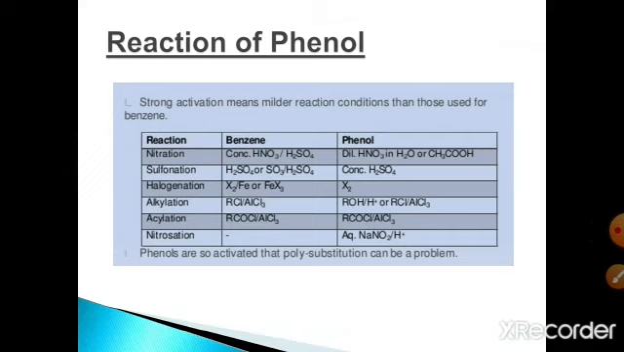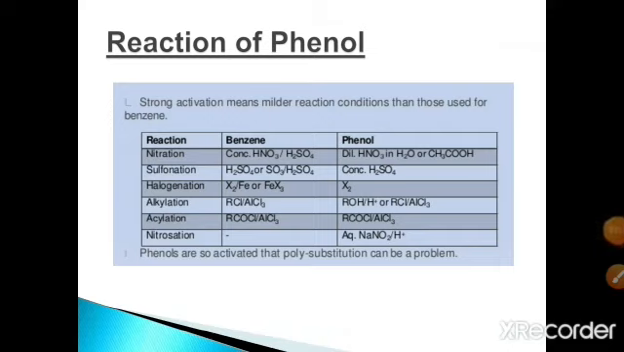Acylation takes place on the benzene ring. We also use a Lewis acid, that is aluminum chloride, or we also use an acid halide.